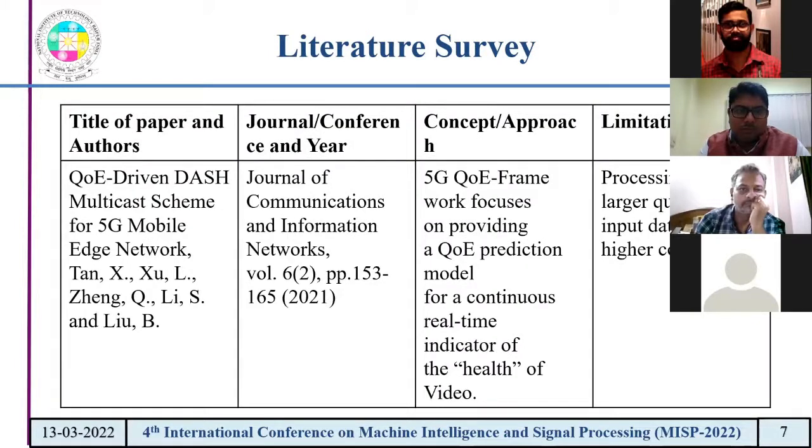From the title, quality of experience driven dynamic adaptive streaming multicast scheme for 5G mobile edge network. The concept... Ajay, it is better if you can just focus on the proposed part. Okay.